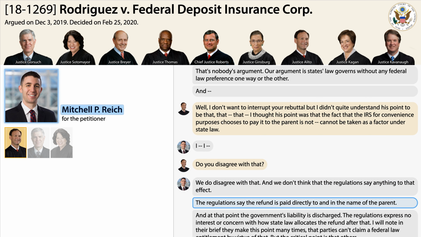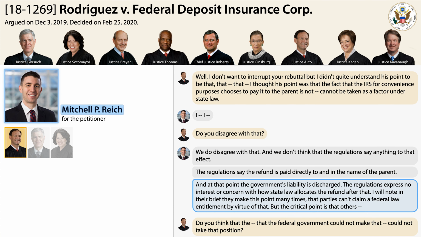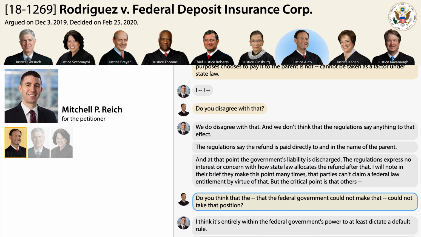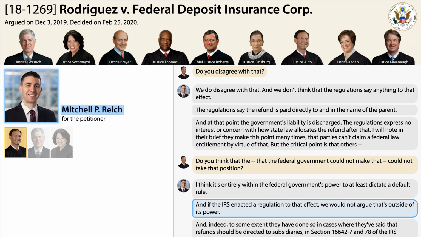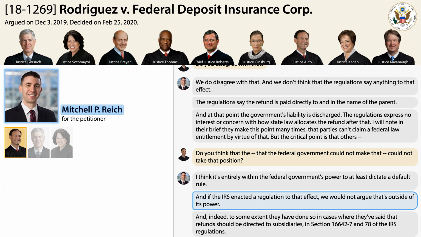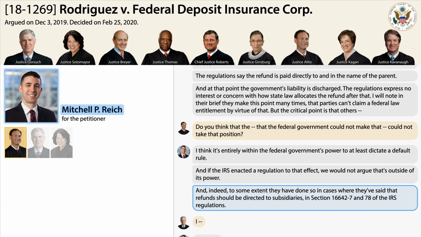The regulations say the refund is paid directly to and in the name of the parent, and at that point the government's liability is discharged. The regulations express no interest or concern with how state law allocates the refund after that. I will note in their brief they make this point many times, that parties can't claim a federal law entitlement by virtue of that. But the critical point is that — Do you think that the federal government could not take that position? I think it's entirely within the federal government's power to at least dictate a default rule. And if the IRS enacted a regulation to that effect, we would not argue that's outside of its power. And indeed, to some extent, they have done so in cases where they've said that refunds should be directed to subsidiaries in Section 6402-7 and 78 of the IRS regulations.